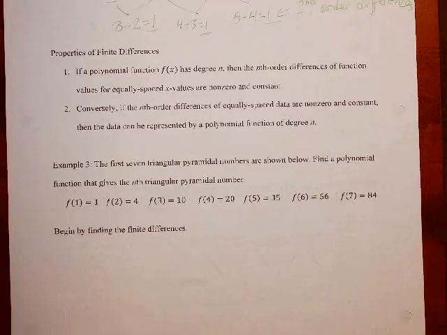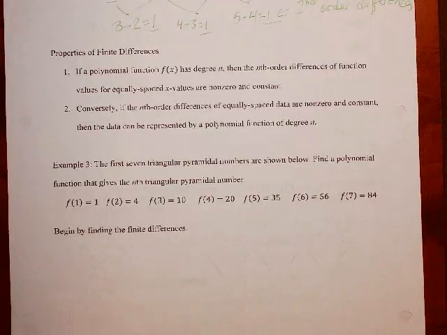So the first 7 triangular pyramidal numbers are shown below. Find a polynomial function that gives the nth triangular pyramidal number. So we're going to begin by finding the finite differences.